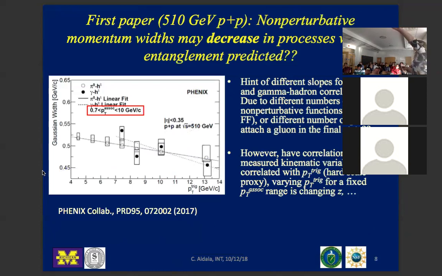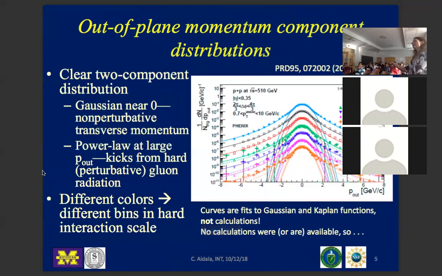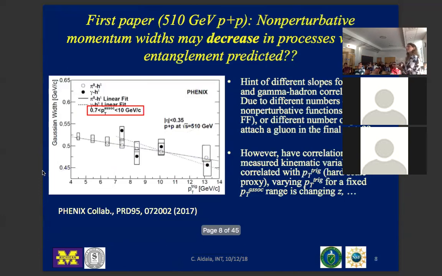One of the reasons we worked with both photon-hadron and dihadron was that we thought you could get three versus two non-perturbative functions, so only one for orientation function or two if you're working with direct photon-hadron or dihadron. And you also have a different number of places to attach a gluon in the final state, so we thought there might be qualitative differences between them. We were really intrigued just by seeing these non-perturbative widths, these Gaussian fits to the region around P out of zero, seem to decrease with the hard momentum scale.